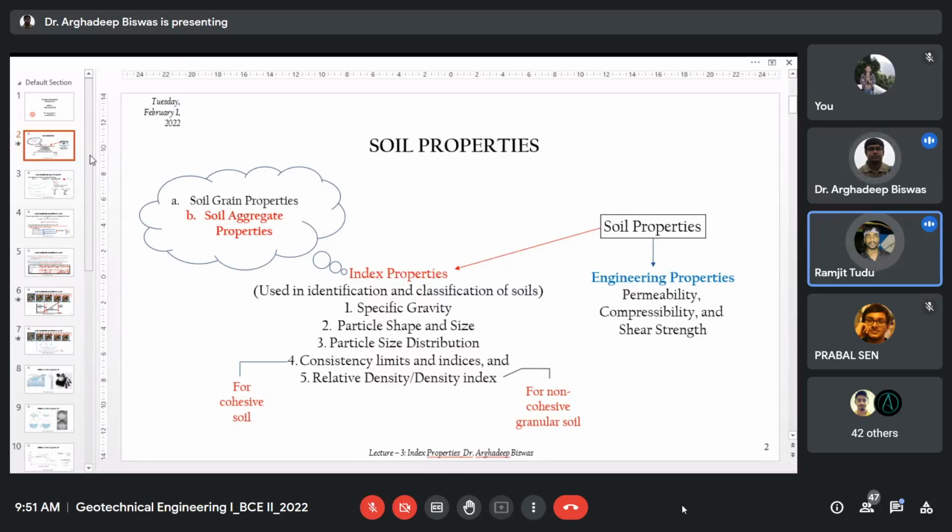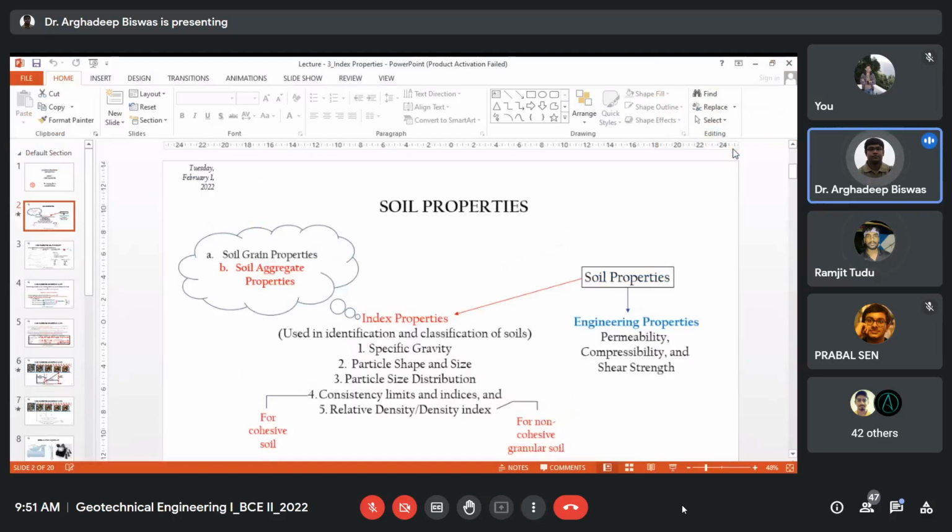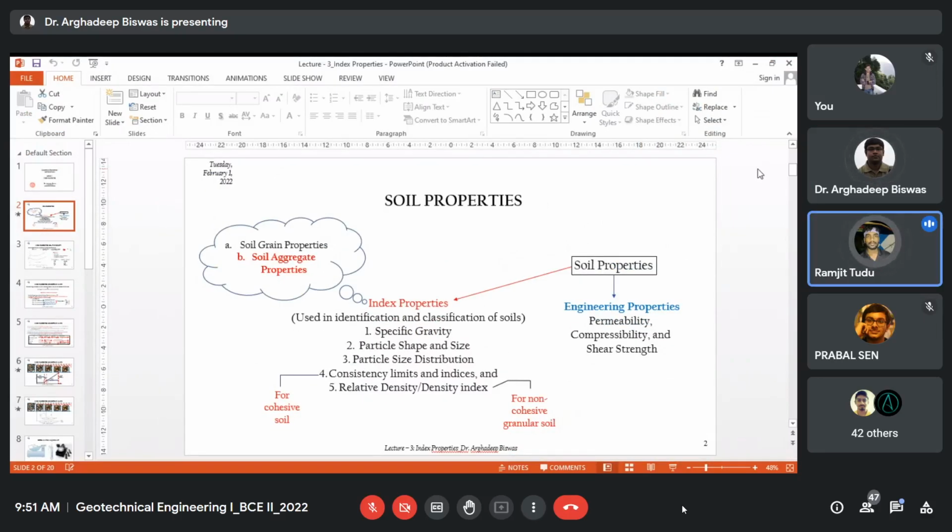Sir, its function, specific gravity function, and what is it denoted as to measure soil? Your voice is breaking. With respect to specific gravity. Your voice is breaking. You can write it in your chat box.